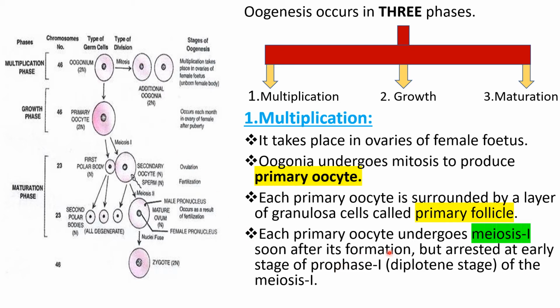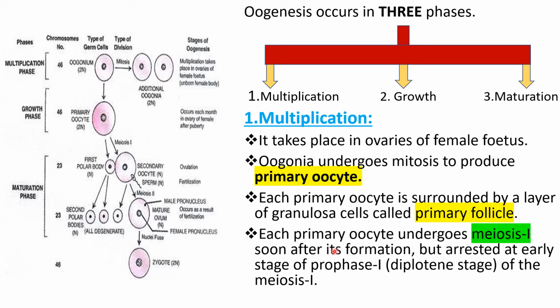Then each primary oocyte undergoes meiosis-I soon after its formation. Oogonia divide into further cells called primary oocytes. After formation of primary oocytes, they undergo meiosis-I immediately. Already we learned the types of cell division. One is meiosis, another one is mitosis. In case of meiosis, there are two types, meiosis-I and meiosis-II.